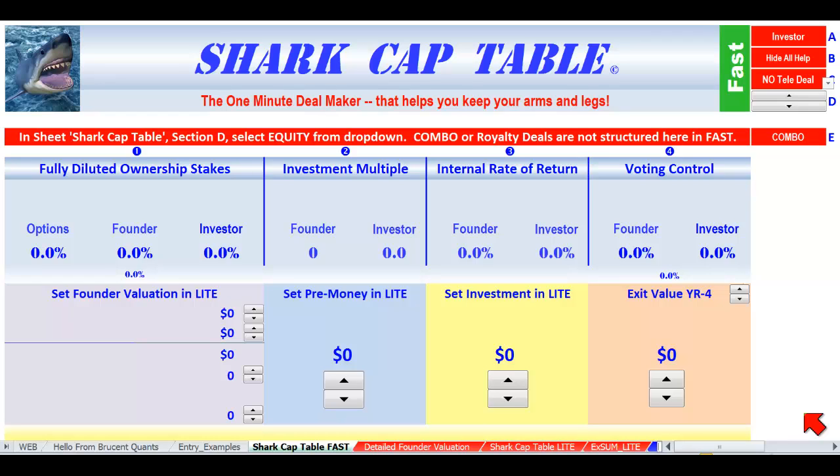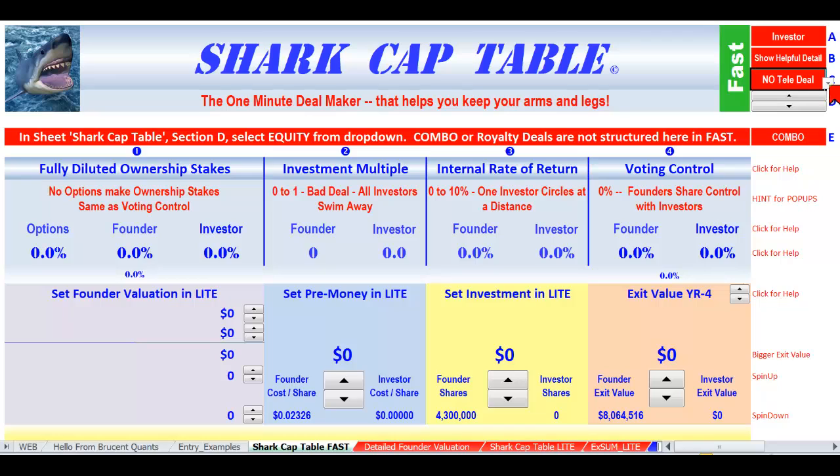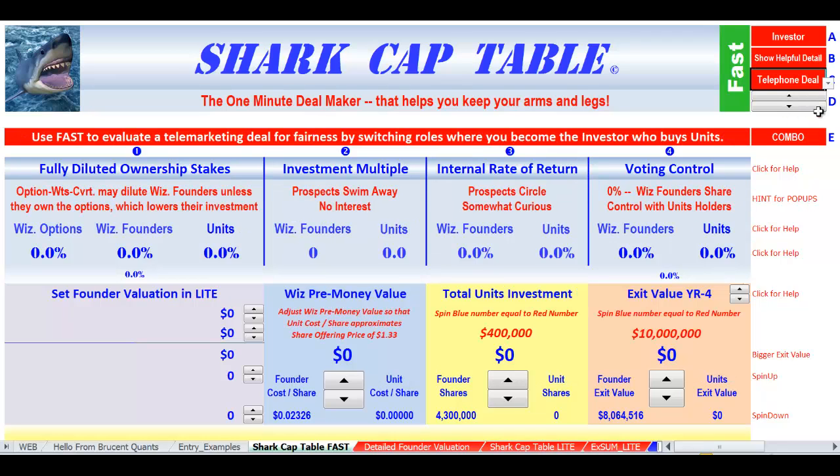This tutorial is going to be about how you analyze a telemarketed investment that comes across my desk about 3 times a week. Now, the first thing you have to do is be sure that you're set up the right way. Okay, investor is good, hide all help. We want to show the help, so we go here to show the help. We want to do a tele deal, so we're telephone deal.